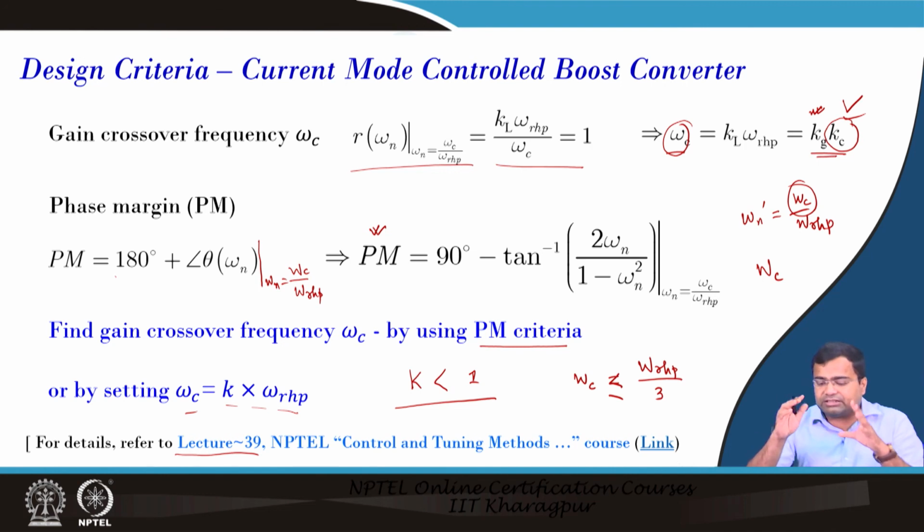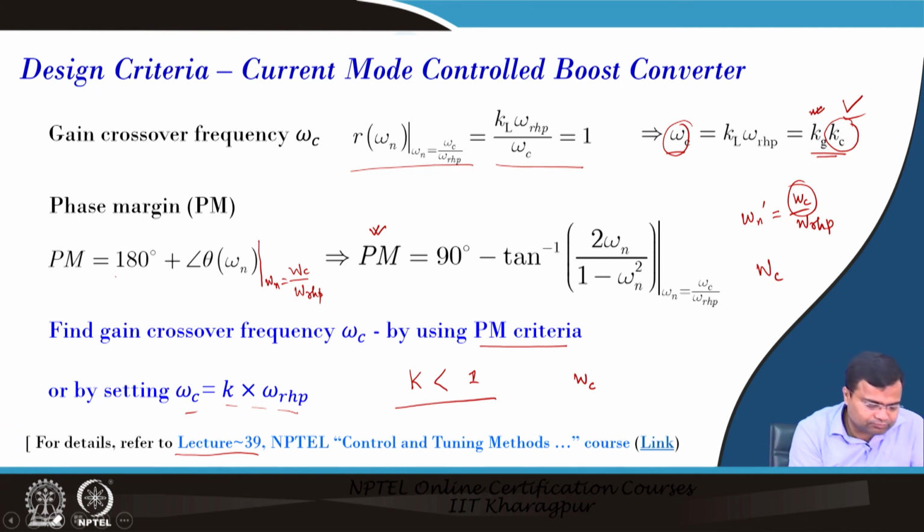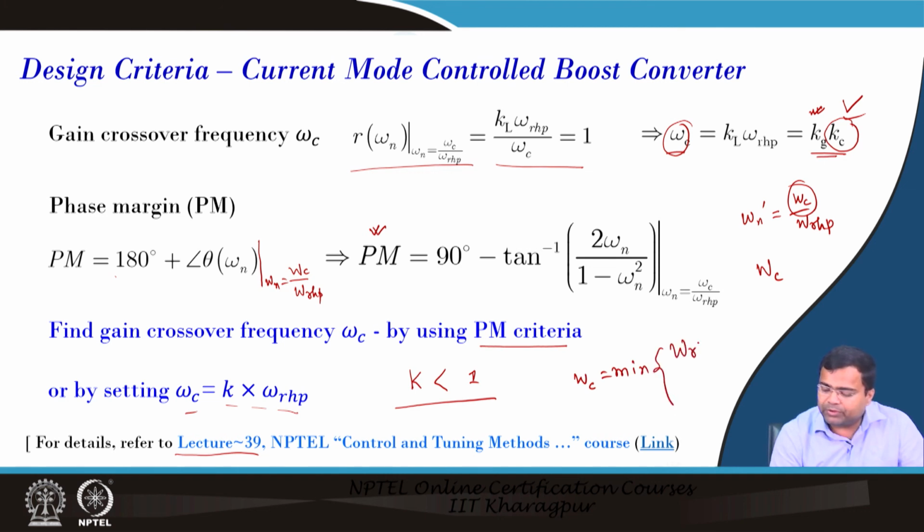Under light load condition, we have to take the minimum of omega RHP by 3 and omega switching frequency by 10. These two are the constraints. Otherwise, for light load, if you go for high bandwidth, then your model will be invalid. Okay, and those things we have discussed.